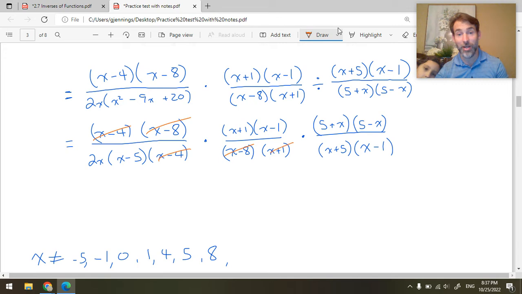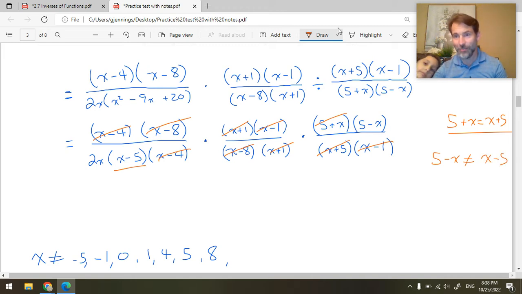Notice I can only cancel stuff that's on the bottom and then it's on the top. x plus 5 is the same thing as 5 plus x. This group right here is all gone. That's the same thing. Why? 5 plus x equals x plus 5. No difference, right? I can do 2 plus 3 is the same thing as 3 plus 2. Doesn't matter. So that's the same. So I canceled those. But 5 minus x does not equal x minus 5.